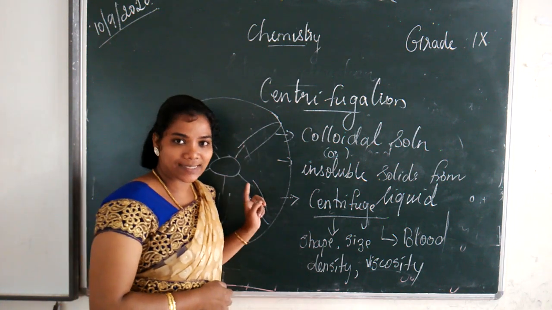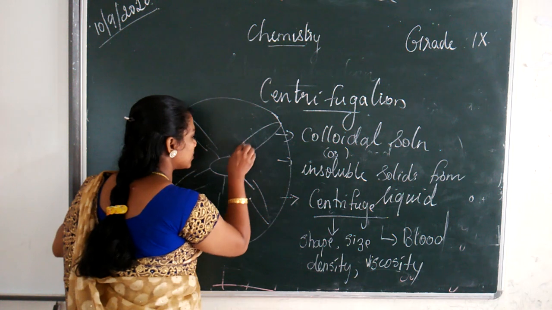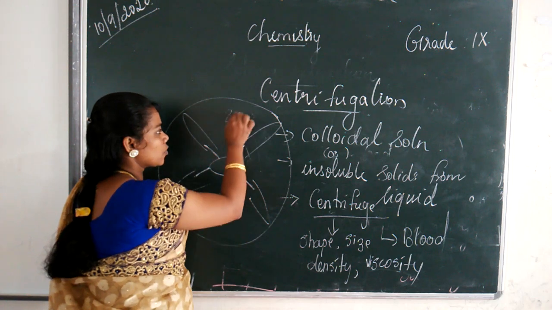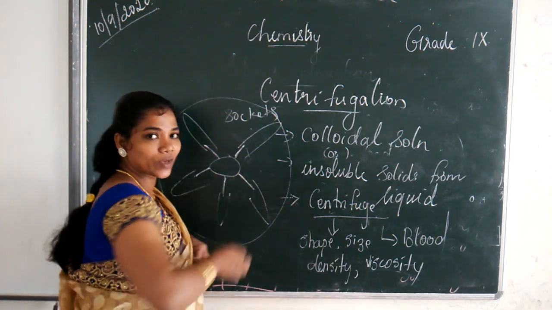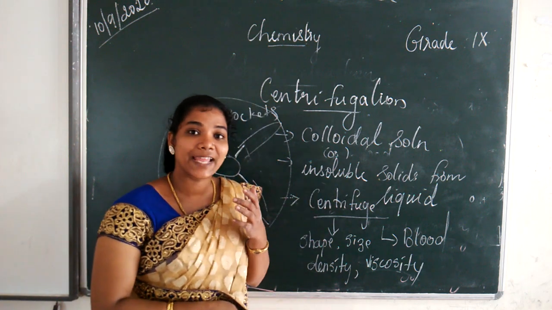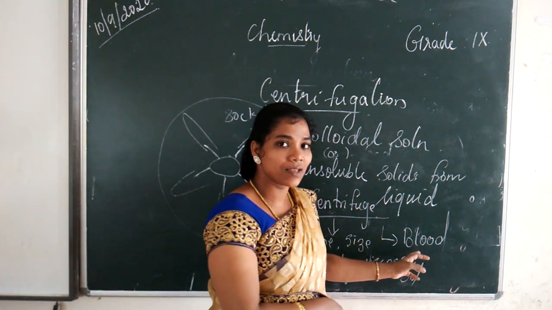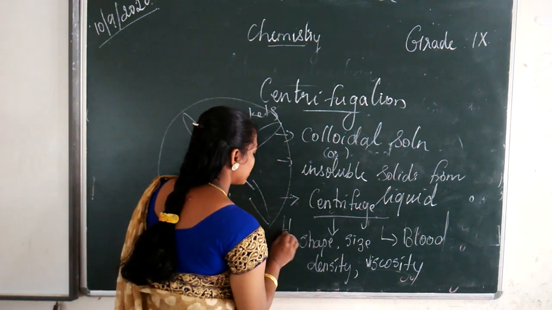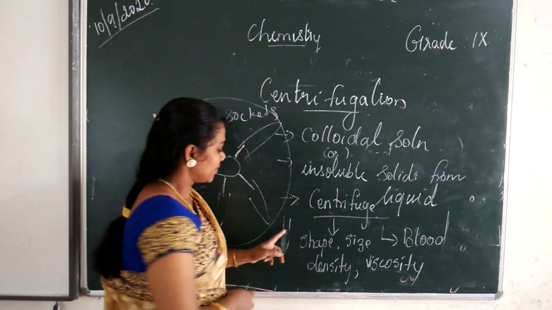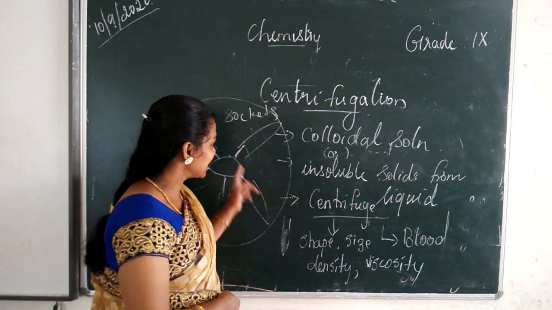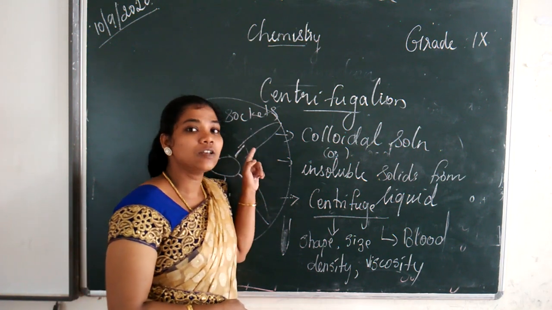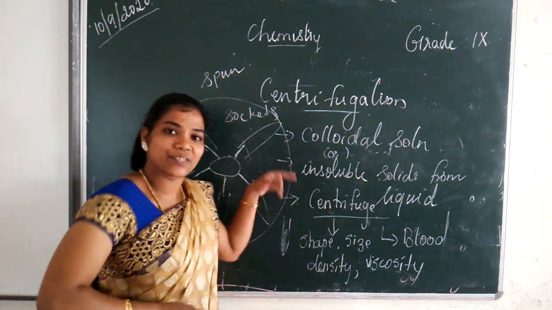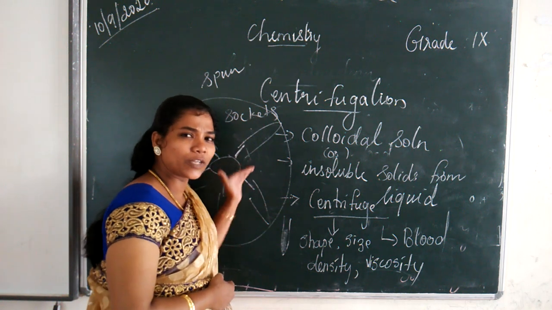The sockets are fitted with rotors, and so many sockets are there. Inside the sockets, they will keep the sample. For example, if you want to separate insoluble solids from blood, they will take the blood sample and keep it inside a test tube. This test tube is inserted inside the socket, and then it will spin. They will subject it to spin, rotating at very high speed.